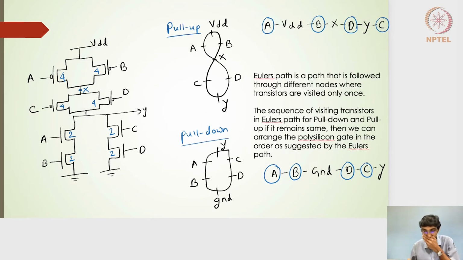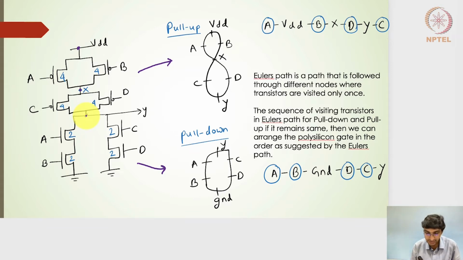So the Euler's path, especially for this particular circuit, let's try to define this. I have actually put two Euler's paths, one for the pull-up circuit and one for the pull-down circuit. The Euler's path recognizes all the nodes in the circuit design. So in this particular pull-up part, we can say that VDD is one node, X is another node, and then of course Y is another node. So there are three nodes in the pull-up side.